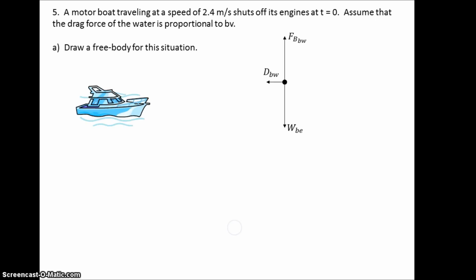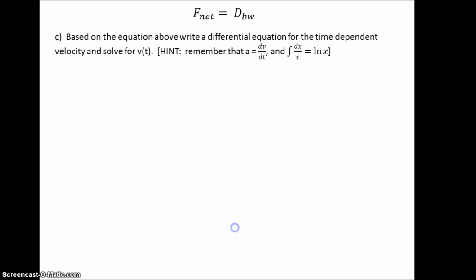Number 5. A motorboat traveling at a speed of 2.4 meters per second shuts off its engines at t equals 0 seconds, and the drag force is proportional to bv. Draw a free body diagram. So here's the boat. Here's the free body diagram. Now complete the net force equation based upon the free body. Well, that would be the net force is equal to drag. Net force is ma, and the drag would be bv, and slowing down, so I'm going to put a negative there. Of course, a is really dv dt, time rate of change of velocity.